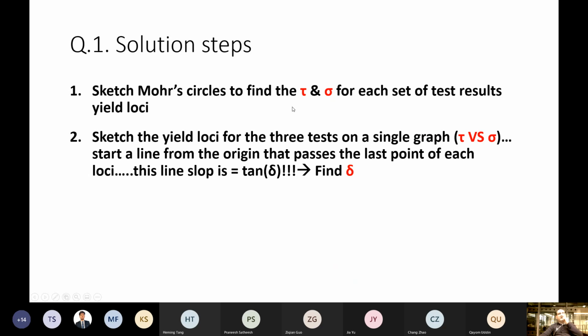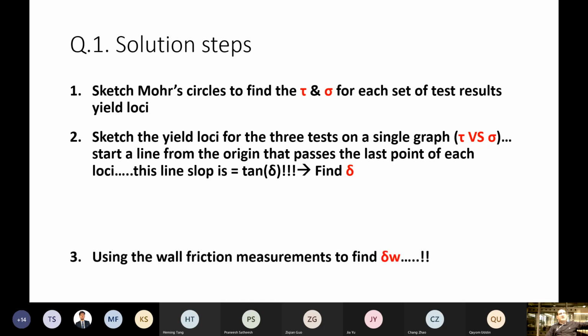Second, sketch the yield locus for the 3 tests in a singular graph. So after you find the value for the tau and delta, you can put the 3 points in a singular graph. Start a line from the origin that passes the last point of each line. It is going to give you the value for the tangent delta, then you can find the value of the delta. Okay. And I'm going to show you how to do that, just bear with me.